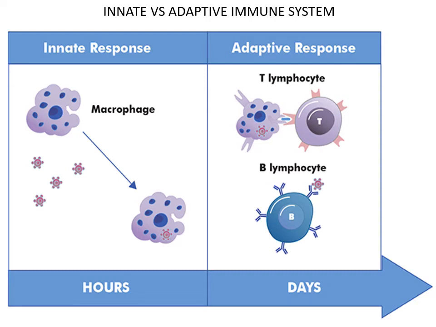Okay, so let's talk about the two branches of the immune system. There's the innate immune system, or innate response, which responds very quickly, right, within hours. And that is the macrophages, the neutrophils, and the mast cells that are responsible for that. And they release cytokines to bring in other cells, such as cells from the adaptive immune system. The mast cells cause vasodilation by releasing histamine.